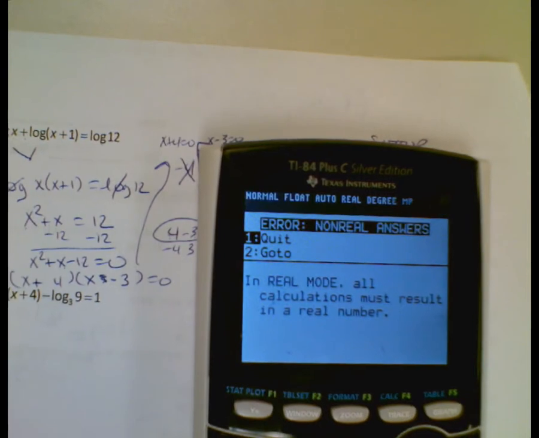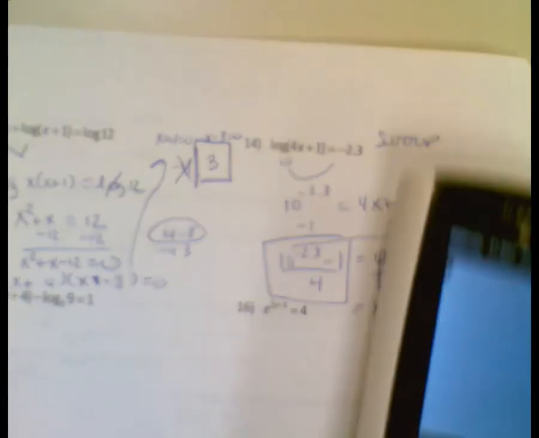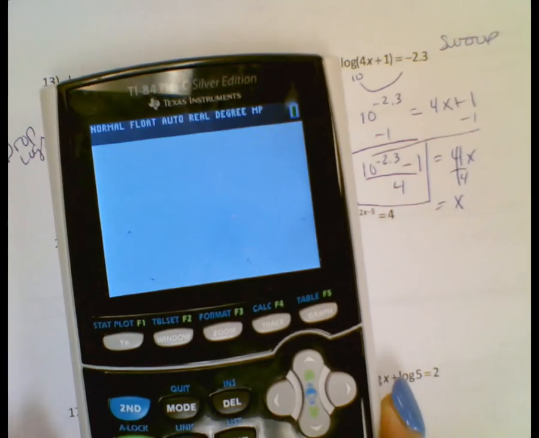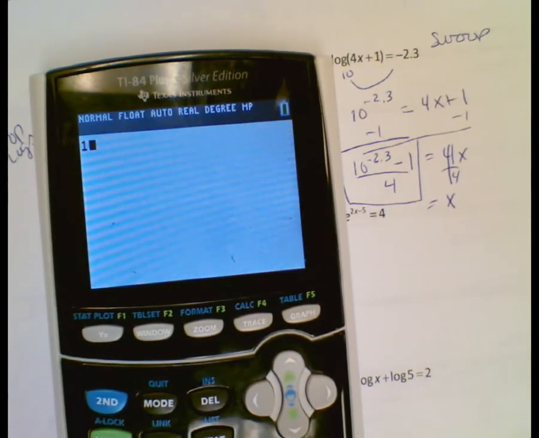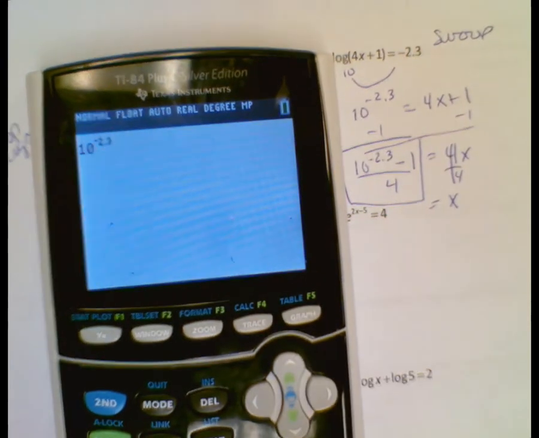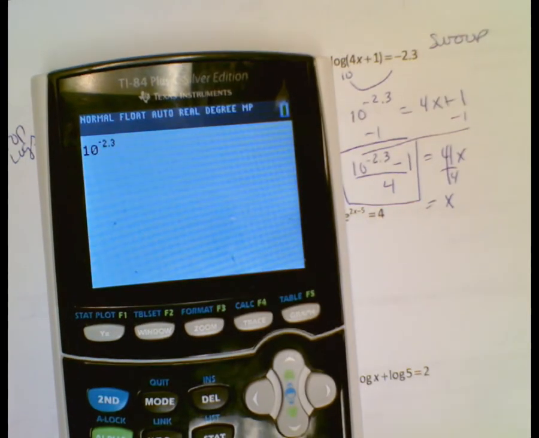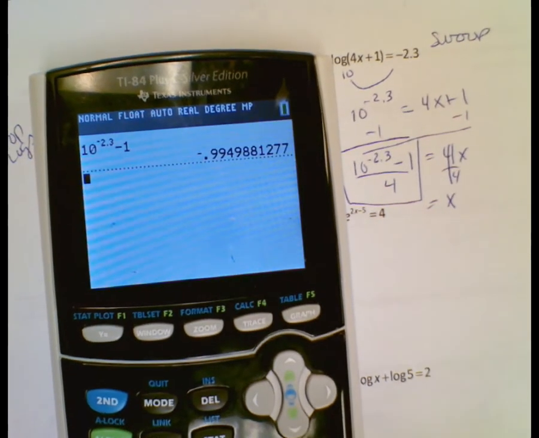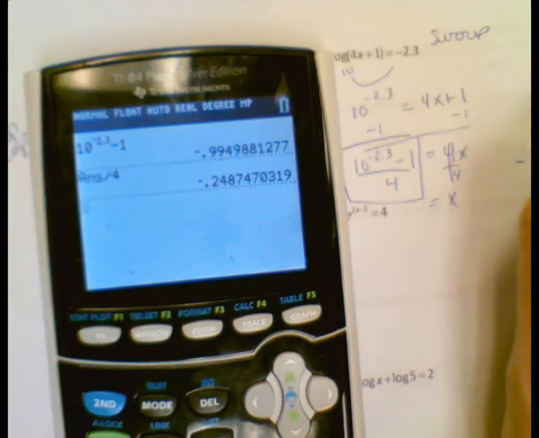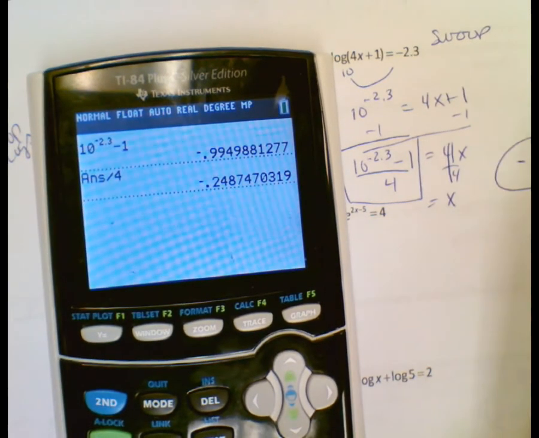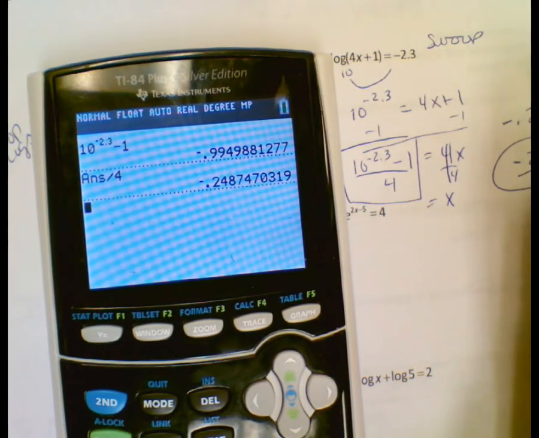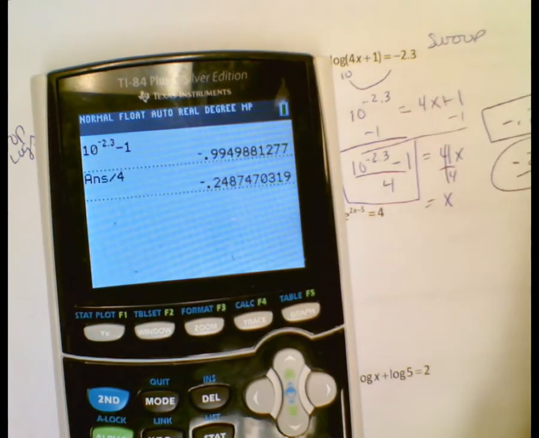So we have 10. I want you to be able to see this. So we have 10 raised to the negative 2.3 power. Press right arrow. Then we have minus 1 equals, divided by 4, negative 2.487. Nope, you know what? This is wrong. It's negative 0.2487. That's your answer.